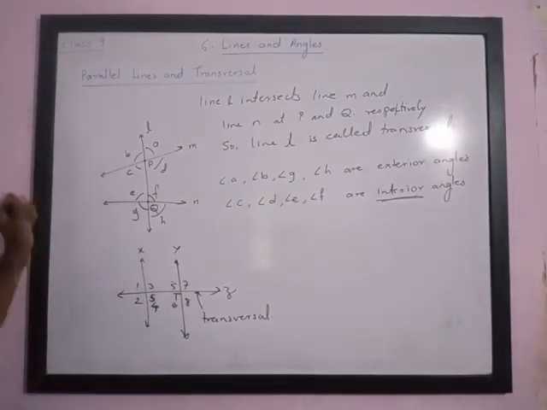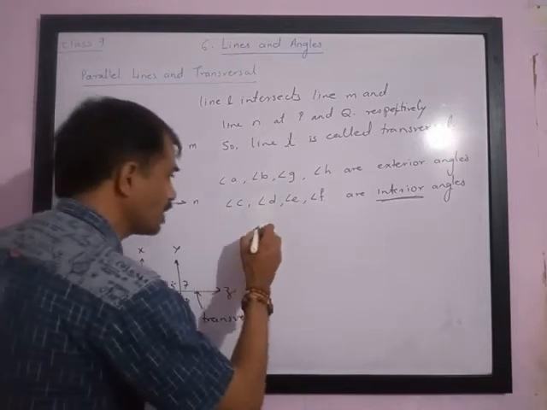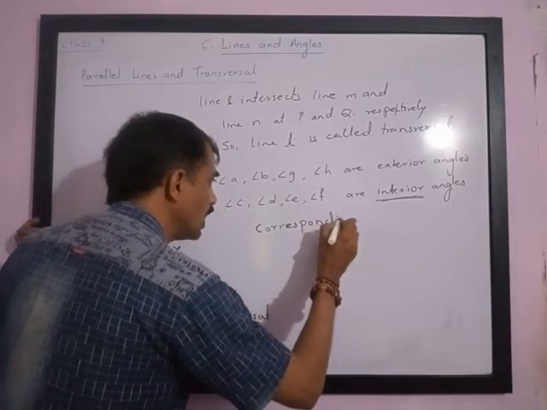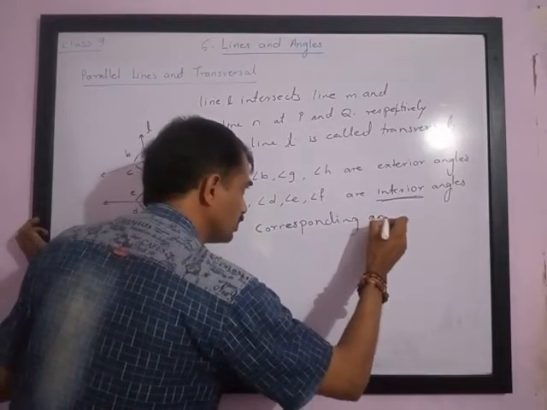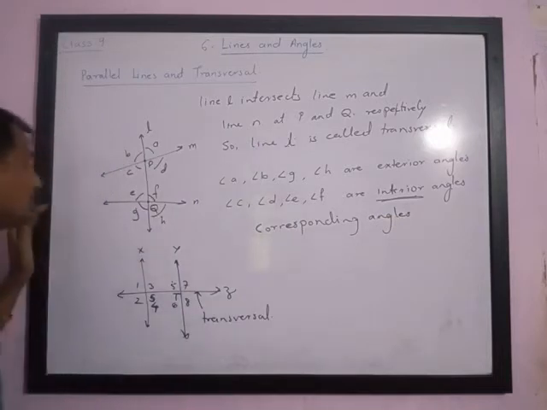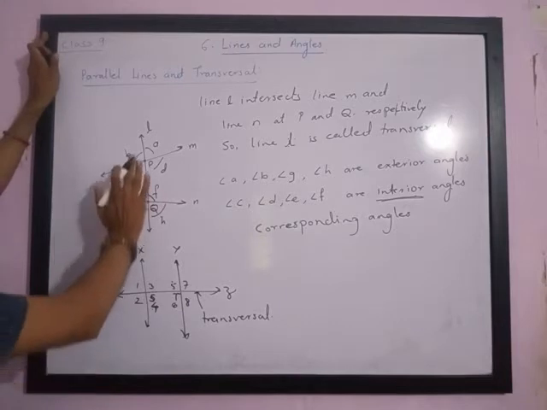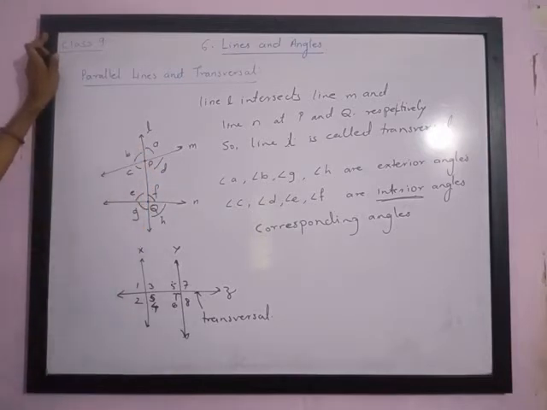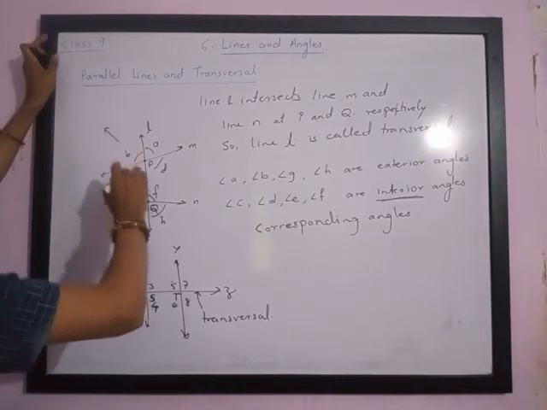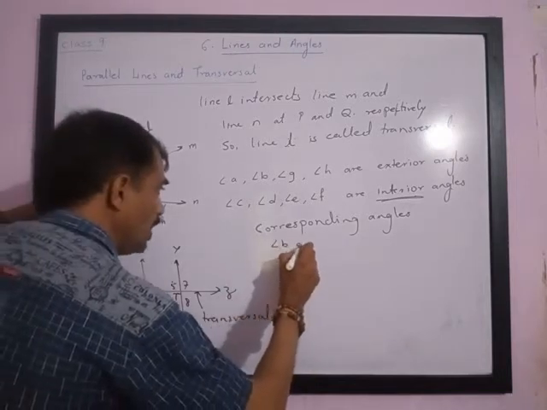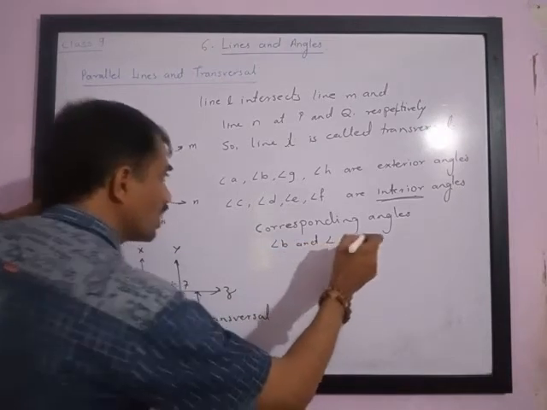Next, try to understand corresponding angles. Please note, corresponding angles are on the same side of the transversal as well as those intersecting lines. So please note this angle is on this side and this angle is also on this side. So angle B and angle E form the corresponding pair of angles. Angle B and angle E form a corresponding pair.